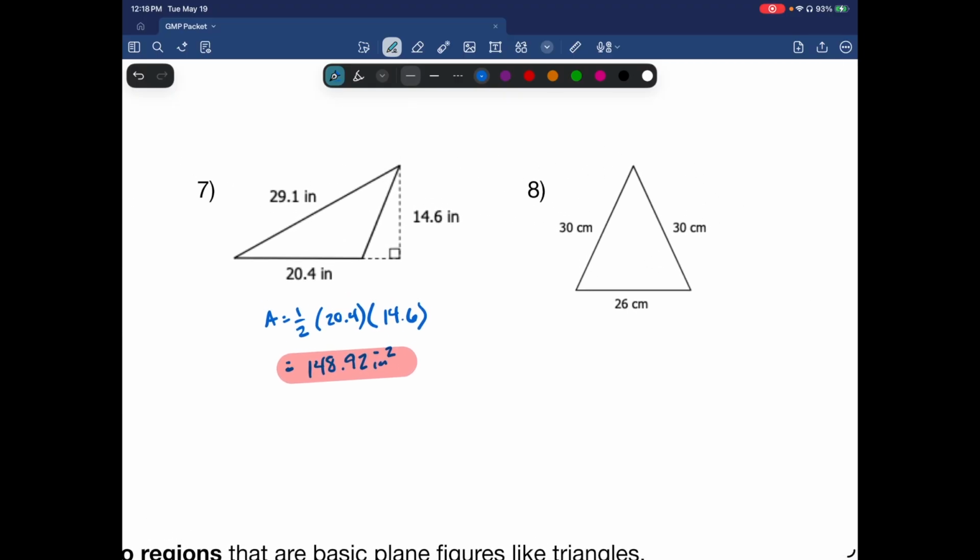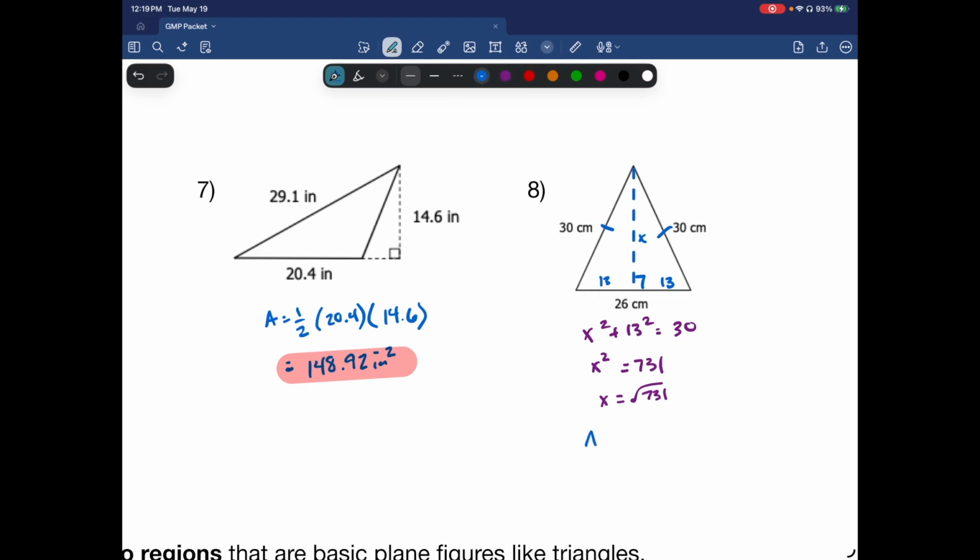Now on number 8, this is an isosceles triangle. So when I draw my altitude here, because the sides are equal, that's going to produce a right angle right here, and it splits the bottom in half. So this would be 13, this would be 13. Now I can use the Pythagorean theorem to figure out what that is. So x squared plus 13 squared equals 30 squared. x squared equals 731, and so x is the square root of 731. That's going to be my height of the triangle.